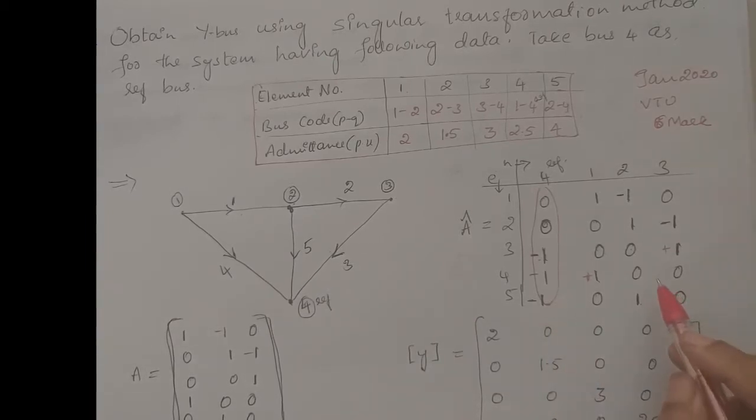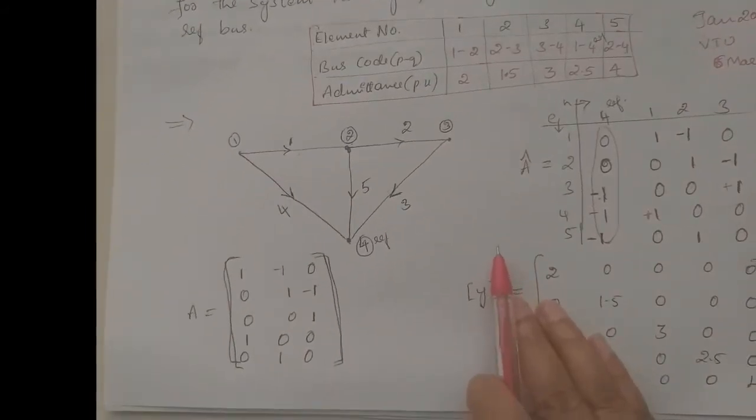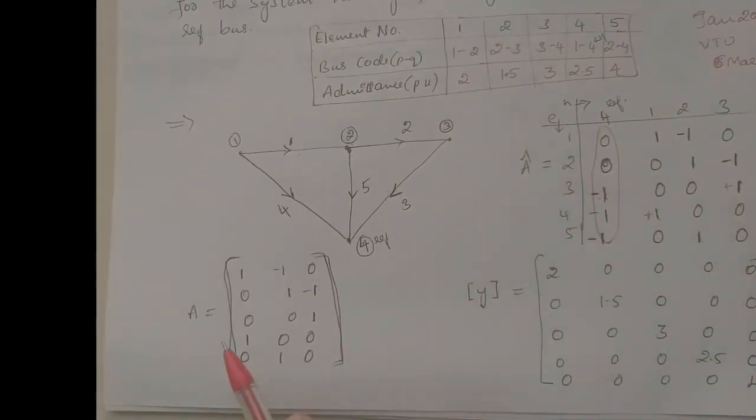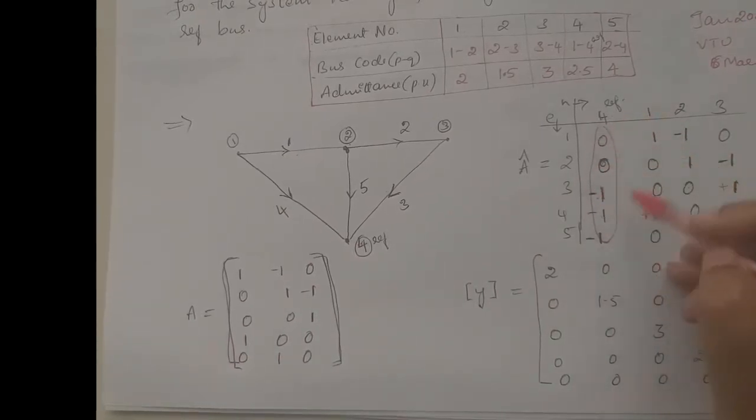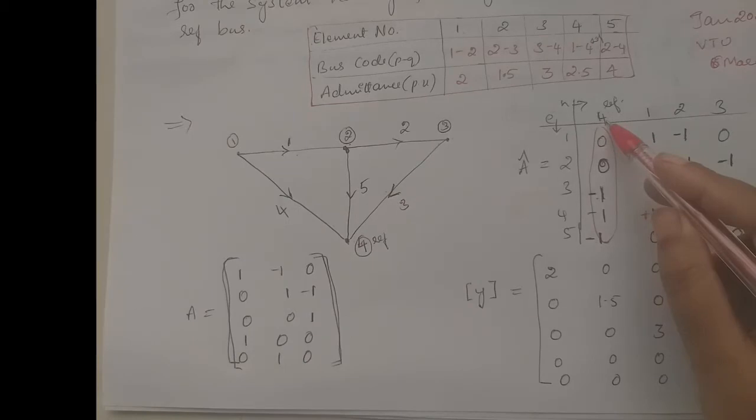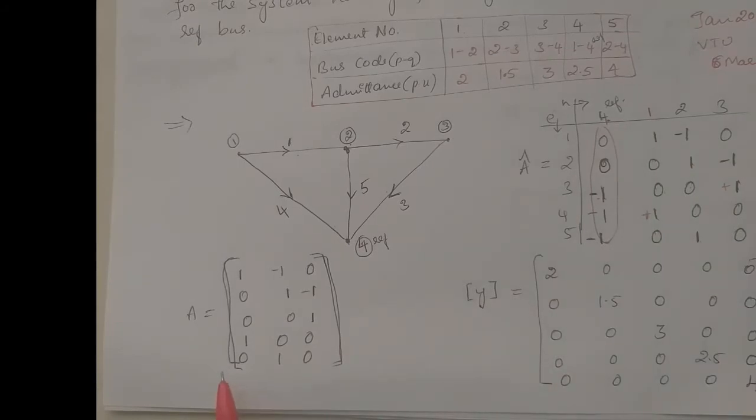Okay, understood? Now we have to get matrix A from matrix A cap. See, we have to delete the column corresponding to reference node, then we will get matrix A.